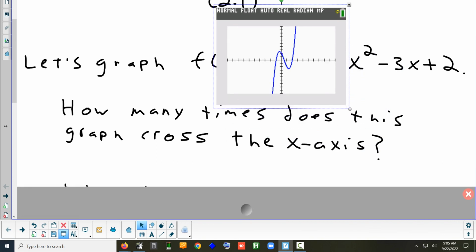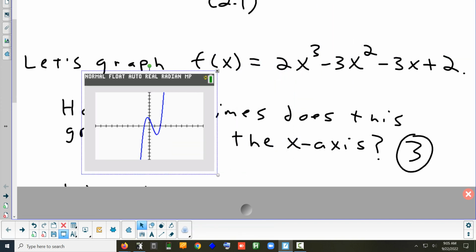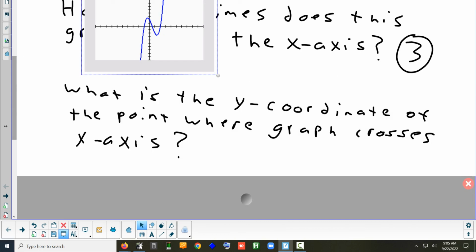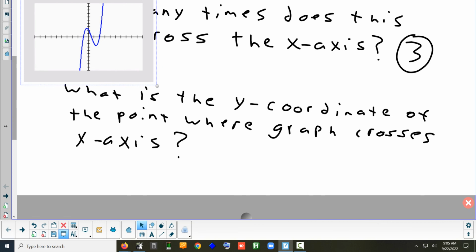And what's the answer? How many times does that graph cross the x-axis? It's 3 times. So it crosses 3 times. And what I want to do is look at each point where that graph crosses the axis. You've got a point here, here, and here.